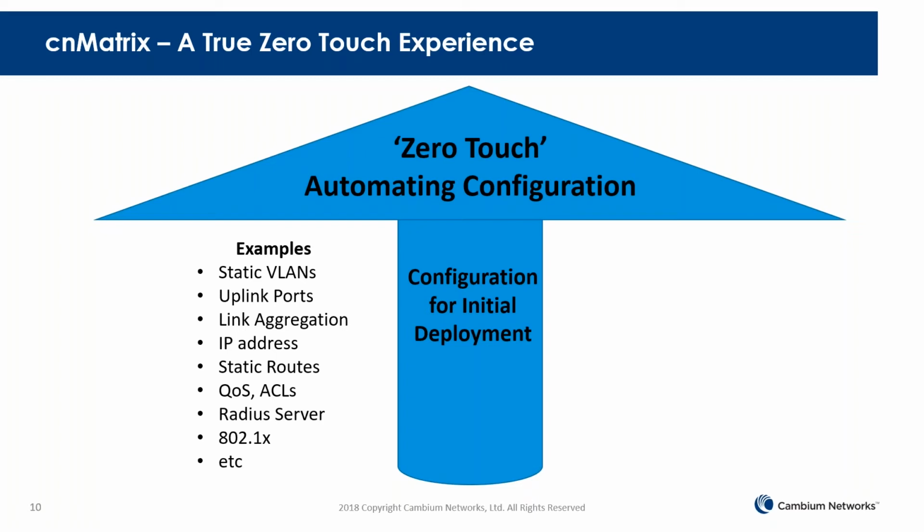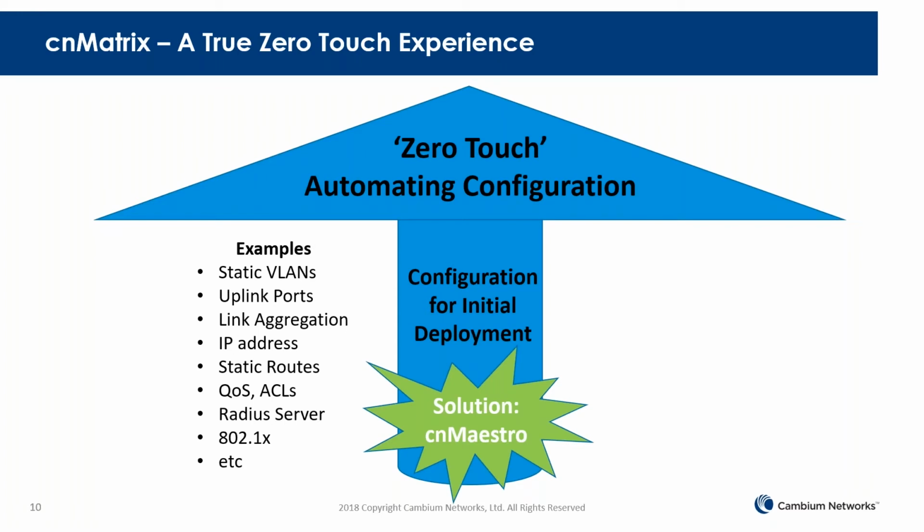Okay, and how do we do that here at Cambium? Well, we use cnMaestro. When the switch first joins the network and goes through the onboarding process with cnMaestro, and I'll show you all of this during the demo, cnMaestro will push down this configuration file, which can have all of this static configuration in it. Okay, so there you go, zero touch. You deploy your switch, and this initial configuration that you want on your switch can be automated.